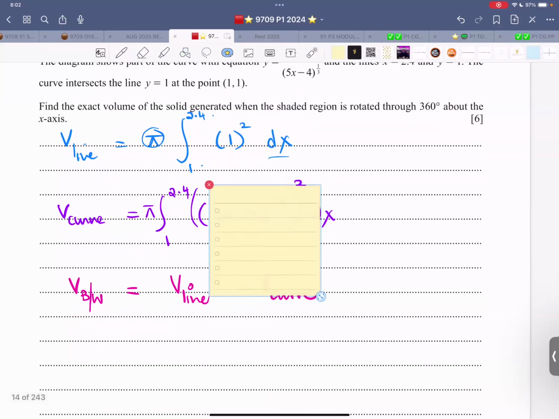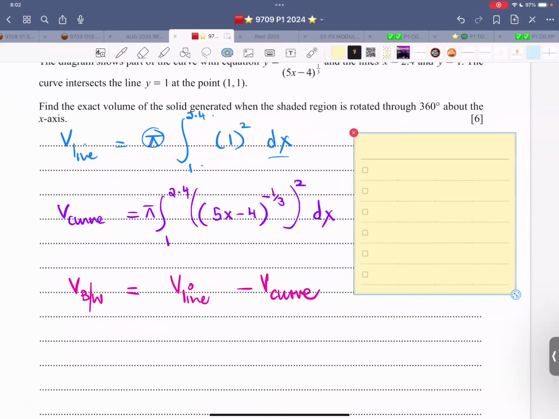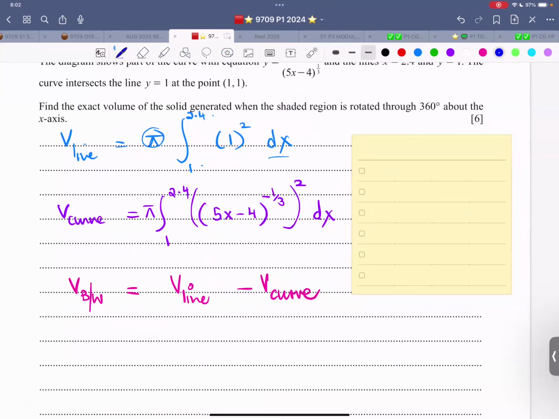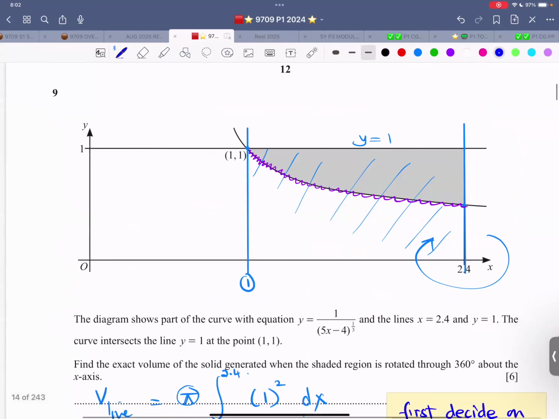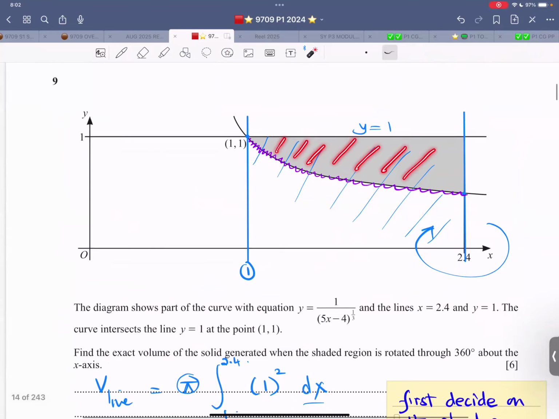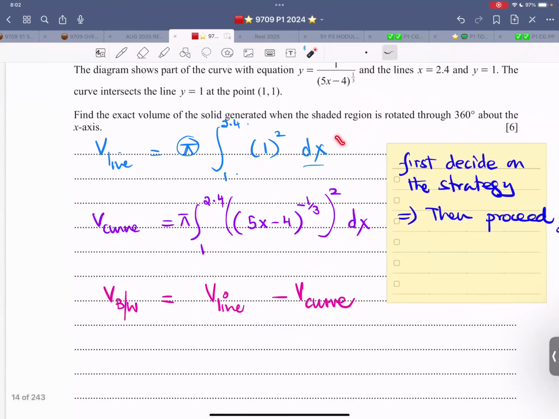Now, let me focus on this one. First decide the strategy. So first decide on the strategy. And once you have decided on the strategy, then proceed. Do not proceed without deciding on the strategy. Is it a simple volume? Is it a volume under two separate curves? Is it a volume between the two? So yes, it's between the two. Now you know how to do the integration. You know how to deal with the arithmetic part. You know how to plug in the limits over here, and then you get the answer.